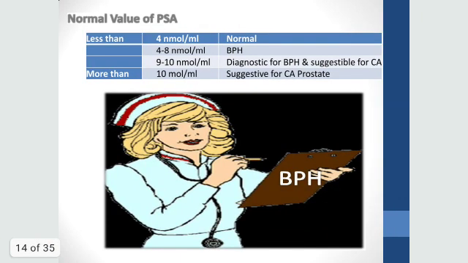So, what is the normal value? It should be less than 4 nanogram per milliliter. In BPH, it is 4 to 8.